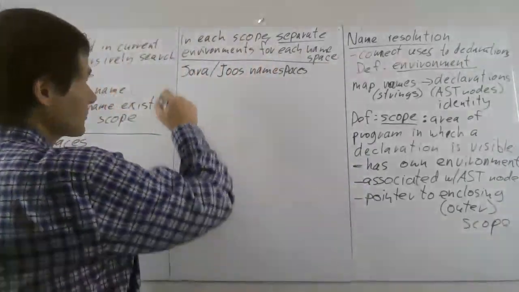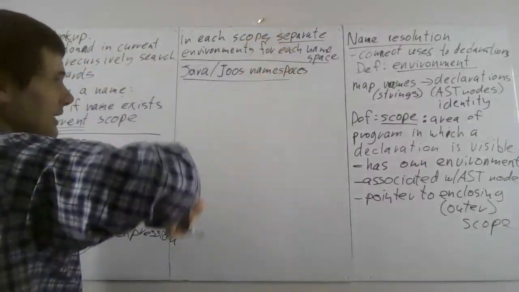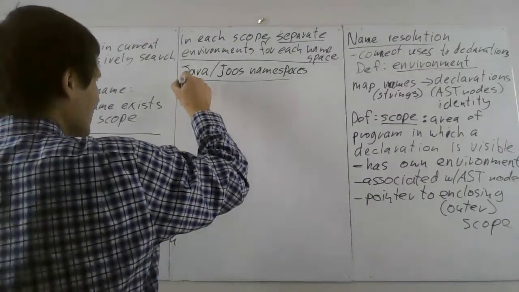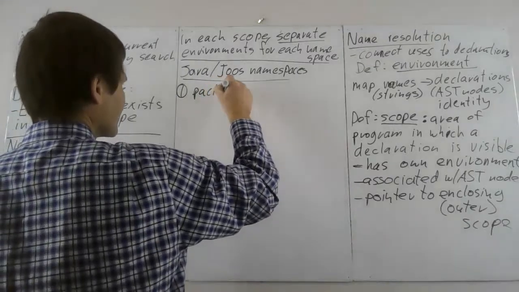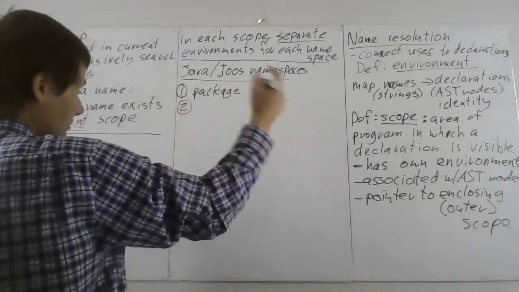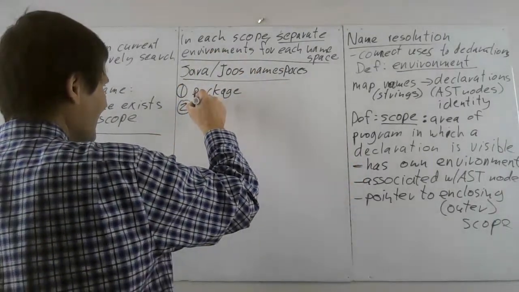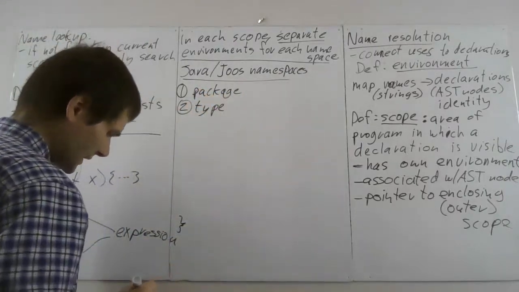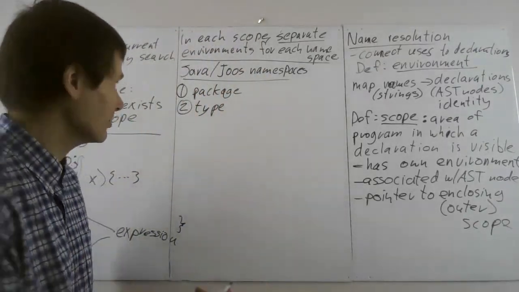All right, so Java and Joos have 4 namespaces. So you actually might need up to 4 environments in each scope. And so the 4 namespaces are package. There's some places where you're expecting the name of a package. The second namespace is called a type. And the Java spec really abuses the name type.